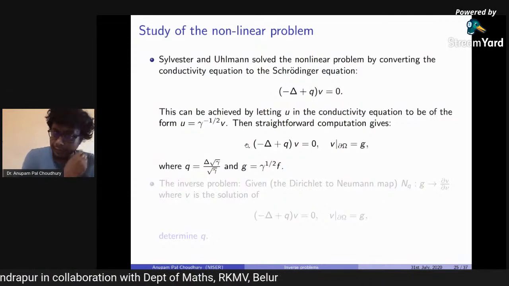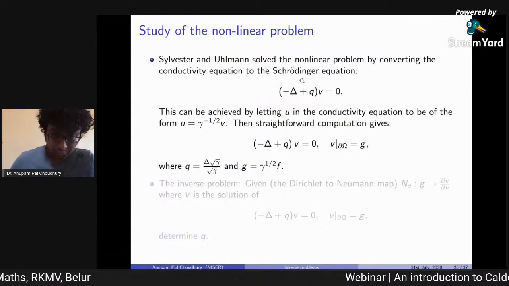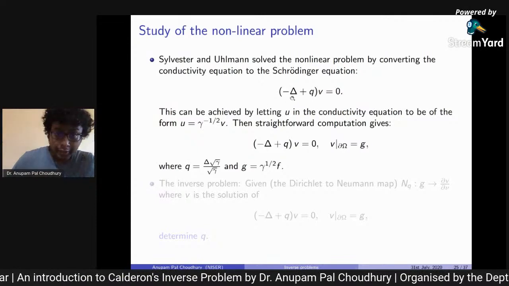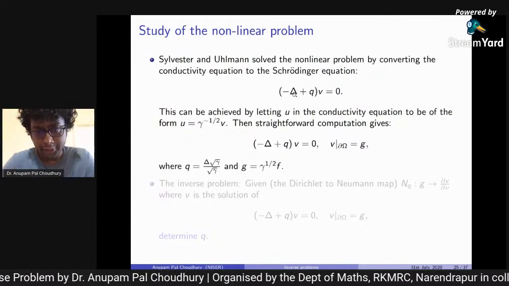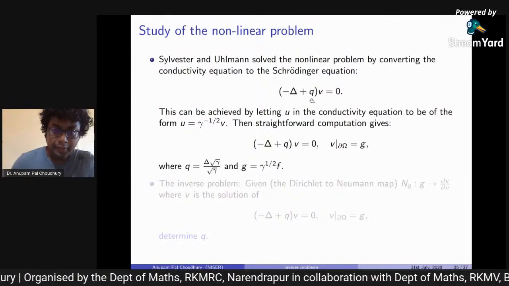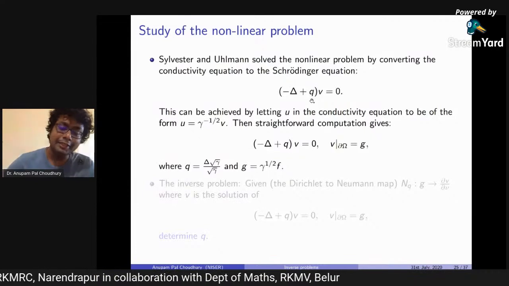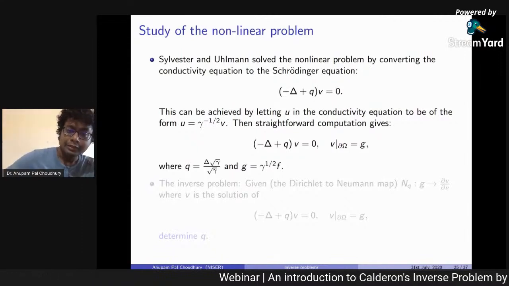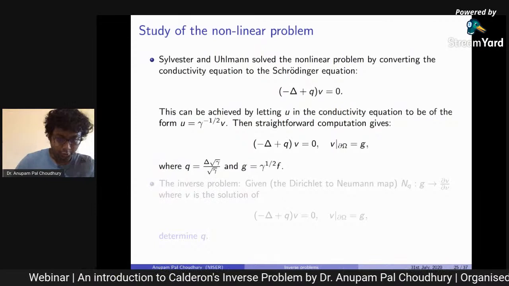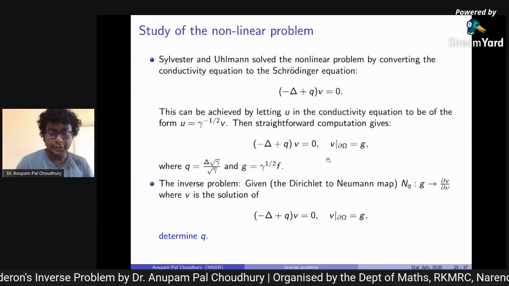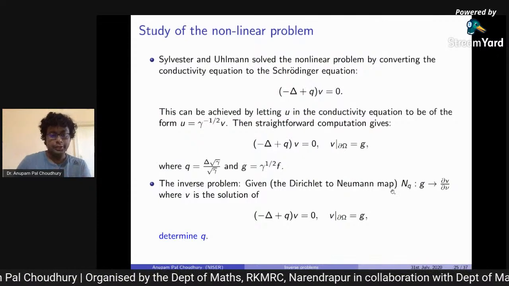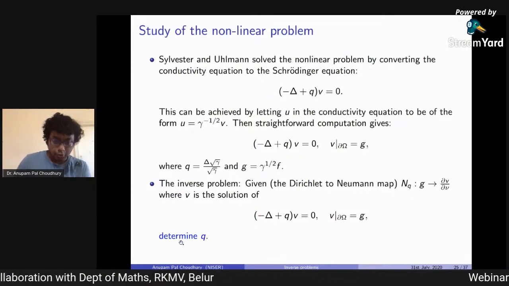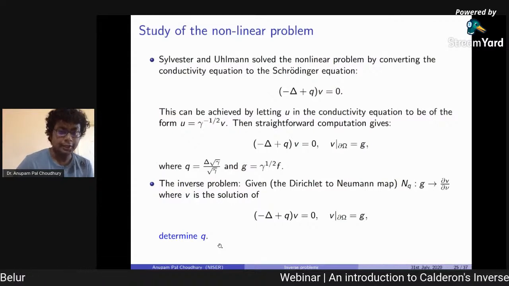Now, what is interesting about this Schrodinger equation? Q is a lower order perturbation of the Laplacian. The Laplacian is a second order differential operator, right? So Q here is like a 0th order operator. So essentially it's a lower order perturbation. You have the Laplacian, a second order operator, and you perturb it by something of a lower order. That is the Q. Now the question that you want to understand is, similarly to the case of the conductivity equation, we can have the Dirichlet to Neumann map corresponding to this one. Can we determine Q?